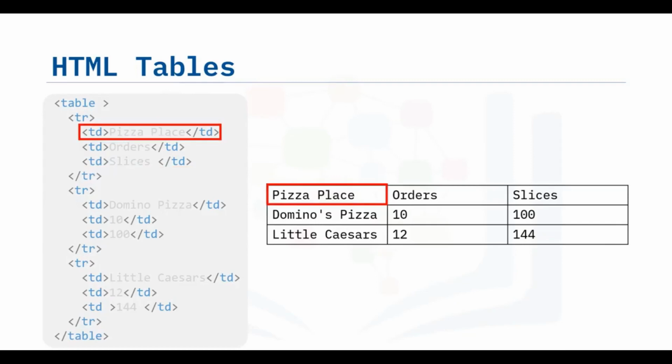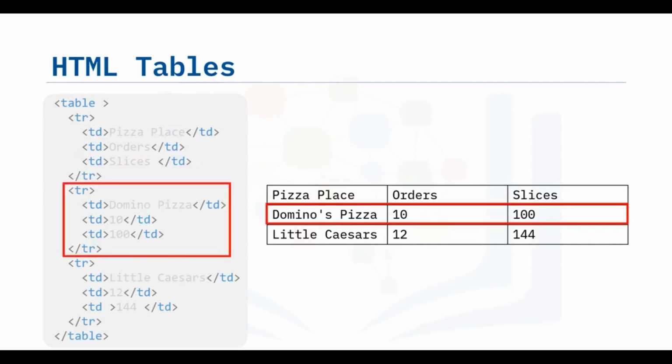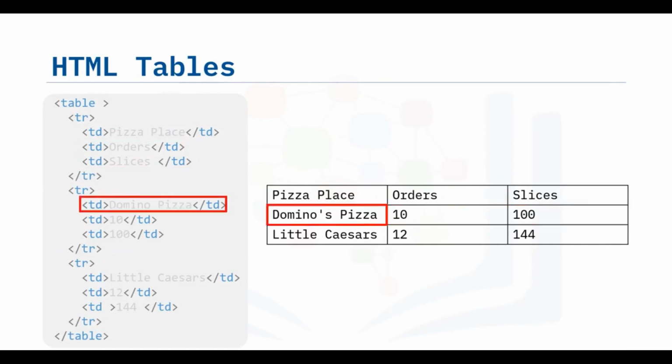For the first row, first cell, we have. For the first row, second cell, we have. And so on. For the second row, we have. And for the second row, first cell, we have. And for the second row, second cell, we have. And so on. We now have some basic knowledge of HTML. Now let us try and extract some data from a web page.